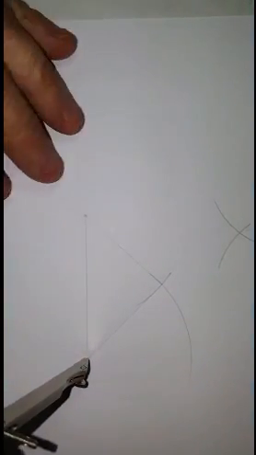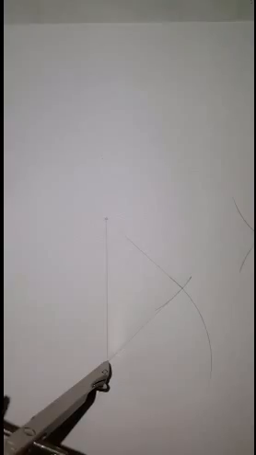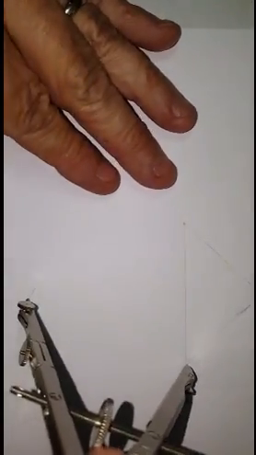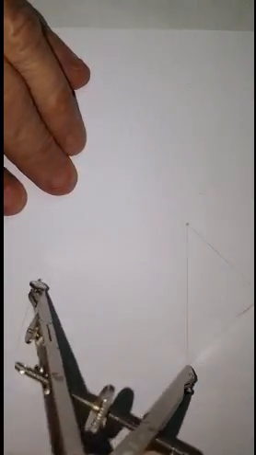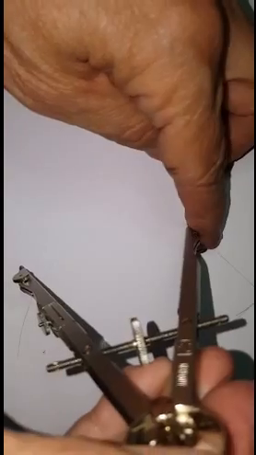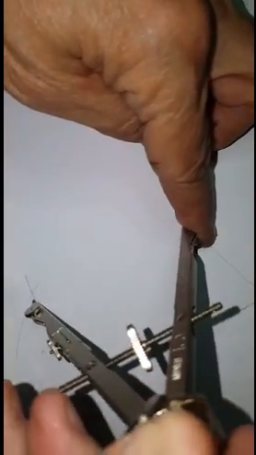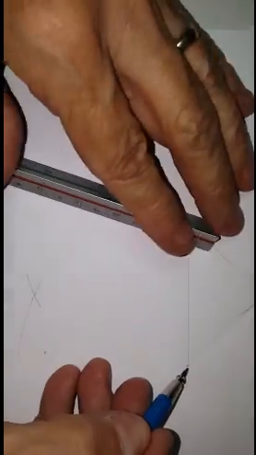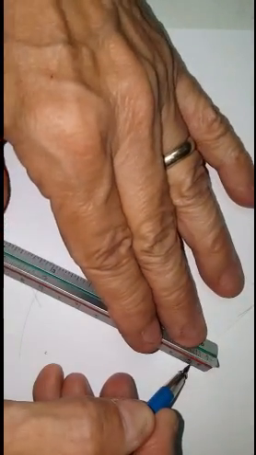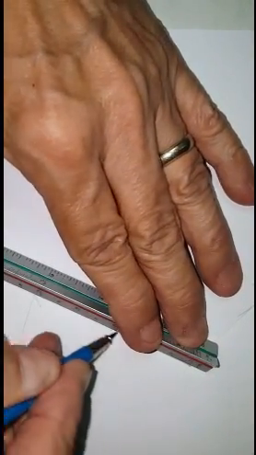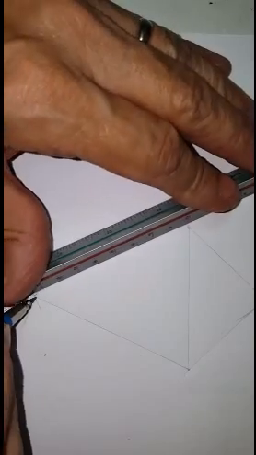If you can see that, probably not. Way down there, yeah, okay. And I'll do it on that side as well. So now we have more of a skinny isosceles triangle, and it looks like that.